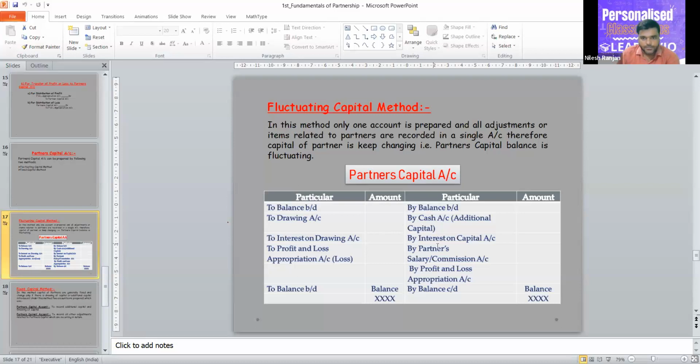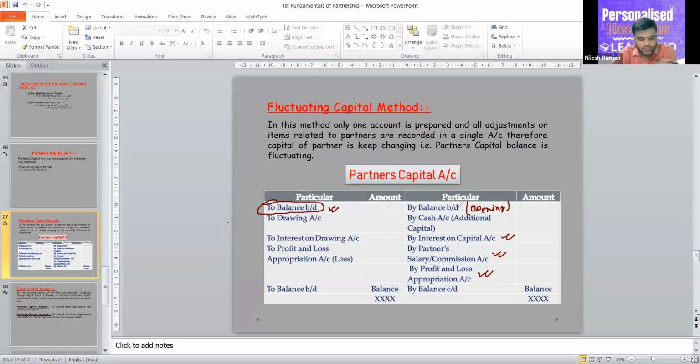This is how we prepare the balance b/d. You know the concept of balance b/d? It is opening balance of capital. And after that, cash, additional capital, interest on capital, partner's salary or commission, profit and loss appropriation account. You can see here balance b/d is also given. Means if there is negative balance of partner's capital, then it will be written on the debit side. And if it's positive, it will come on the credit side.